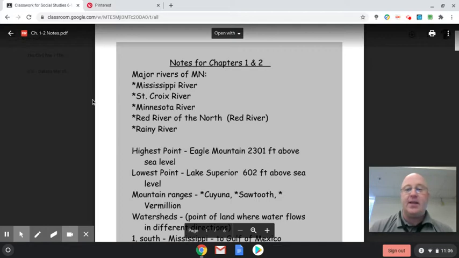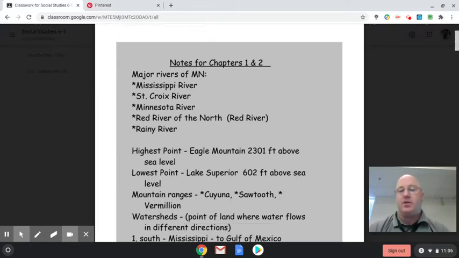Then we have the highest point in Minnesota. It's called Eagle Mountain. And you can see here it's 2,301 feet above sea level. That is actually located on the North Shore up by Lake Superior. Our lowest point is Lake Superior. It is 602 feet above sea level.